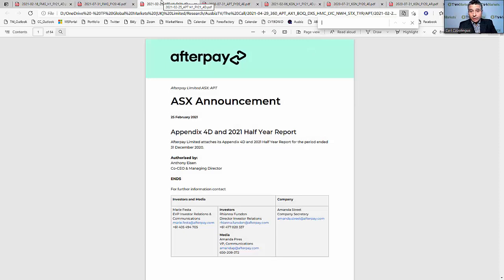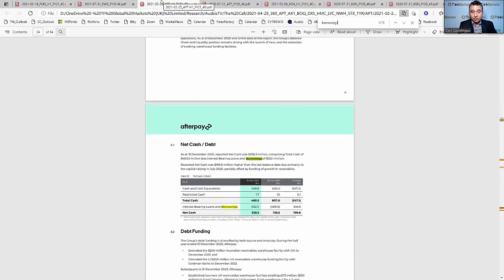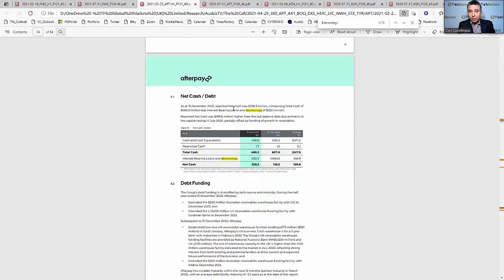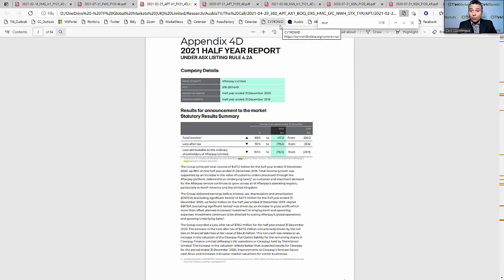And we are searching for data for our enterprise value to revenue number. So let's kick off with borrowings, because that will come into the top line along with market capitalization. And we can see that we have borrowings of 122 million, along with cash of 460.5 million. The bottom line of that calculation is the revenue number. So let's search for revenue. And we can see that the revenue for Afterpay for the first half was $417.2 million.